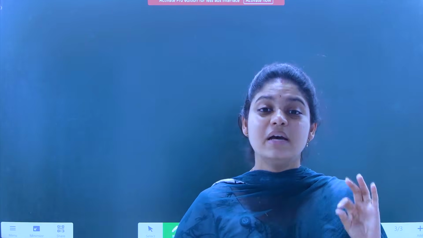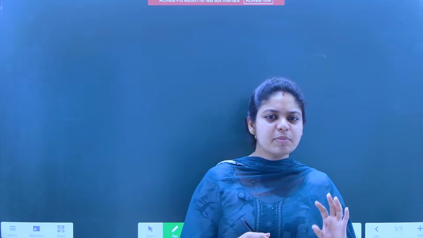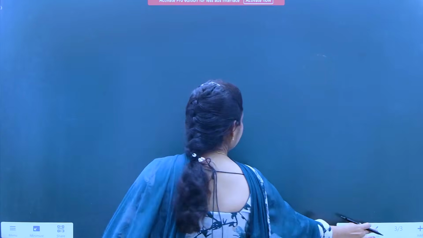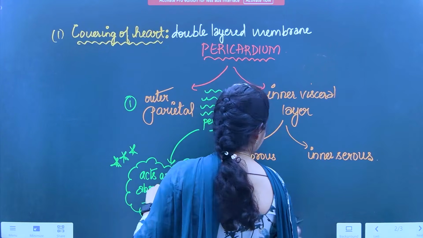Yes, Shruti, you're right. Lungs are protected by pleura. There is a pleural membrane, and between this pleural membrane there is a pleural fluid, which again acts as a shock absorbent. Understood? Now, this is what I told about the outer covering.